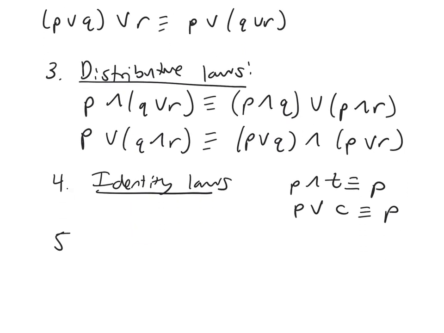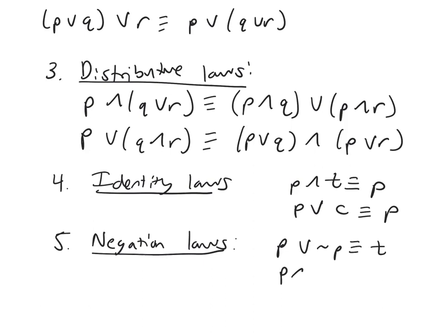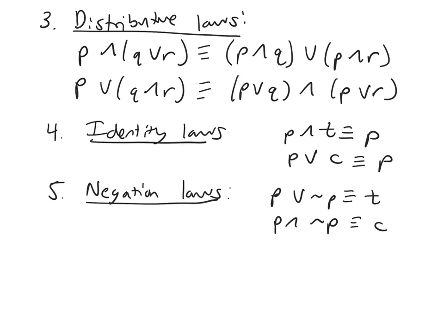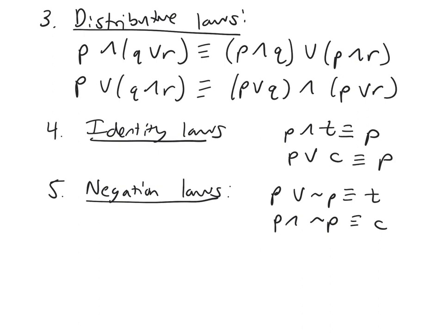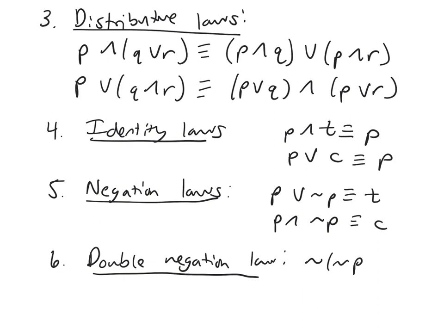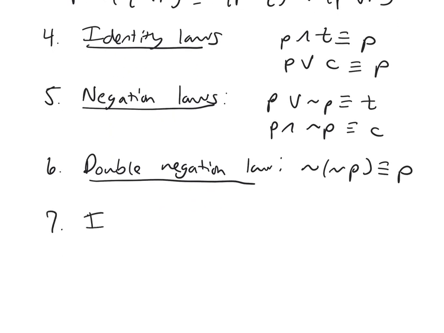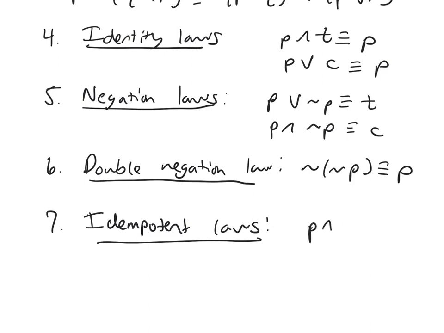You have negation laws. They tell you P or not P is a tautology, and P and not P is a contradiction. We saw those earlier. Number 6, you have the double negation law, which we saw earlier as well. Not not P is equivalent to P. Seven, idempotent laws, which tell you that P and P is equivalent to P, and P or P is equivalent to P.